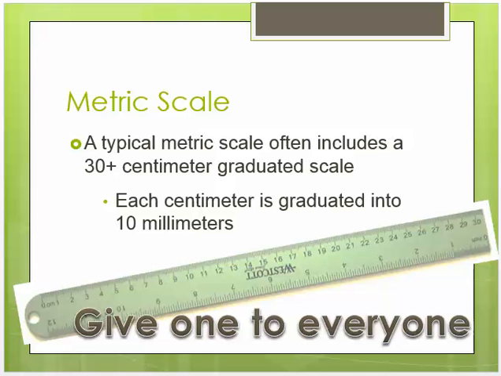A typical metric scale often includes a 30 plus centimeter graduated scale. Each centimeter is graduated into 10 millimeters. So, there, each of these are centimeters. All right, and this right here is just a typical ruler that you would have in class. I've got 30, 40 of them up here, the big ones. Notice it goes up to 30 centimeters. Each of these little lines right here, those are each called millimeters. And there are 10 millimeters in between every centimeter.